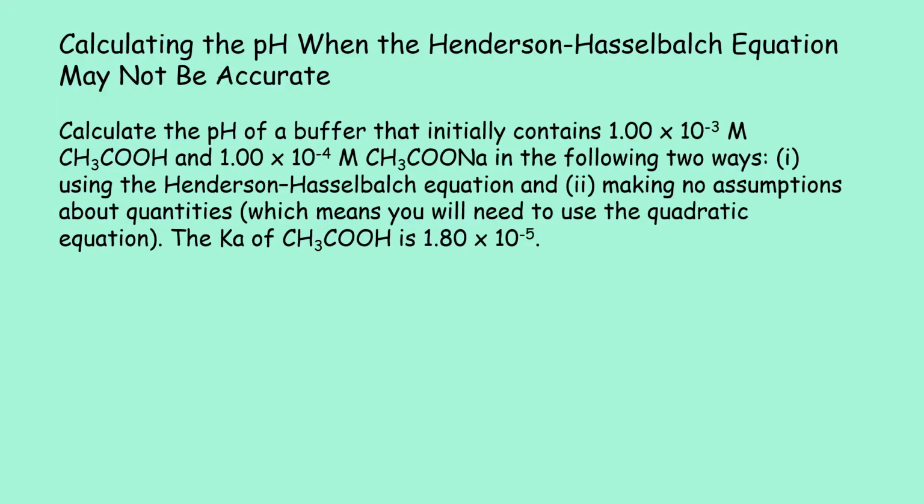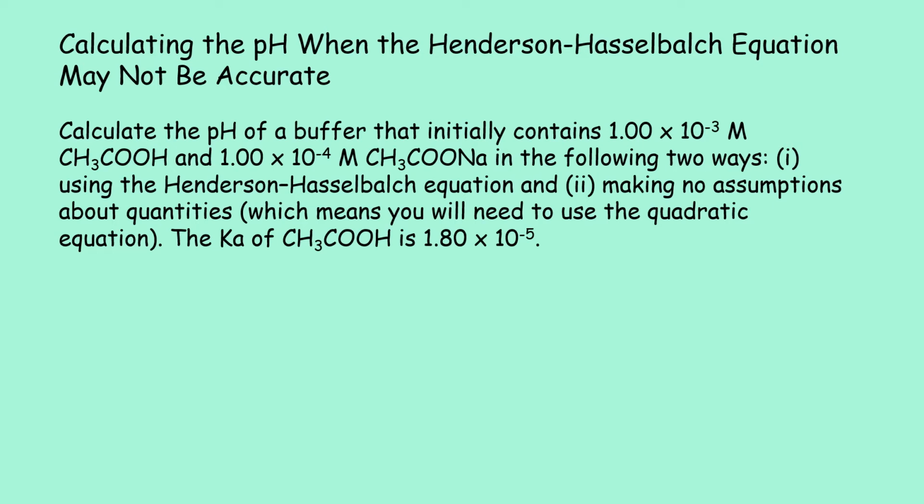Calculating the pH when the Henderson-Hasselbalch equation may not be accurate. In the previous slide, we applied the principle of the common ion effect. There are two ways of solving for the pH of buffer solutions, but the usual route that we choose is using the Henderson-Hasselbalch equation because it is much more simplified. But there are scenarios wherein the Henderson-Hasselbalch equation is not applicable. And so we have this problem.